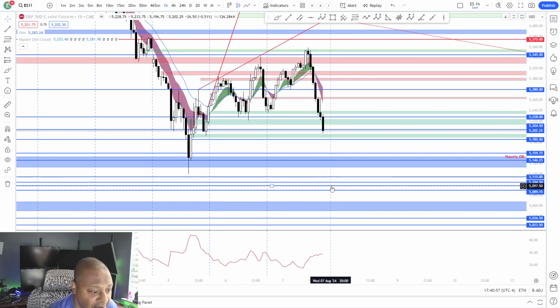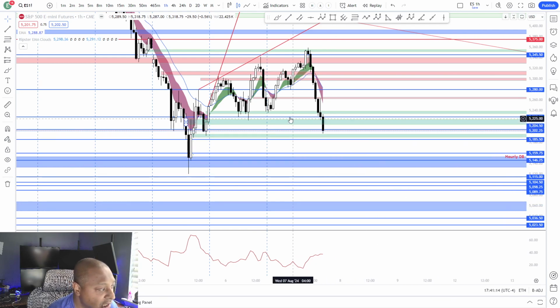These are the different levels that we have on the hourly chart. The most important of them being the 5104 and the 5098 areas. If these break down and the 5089 breaks down, we can come down to this 5066 to the 5052 area.